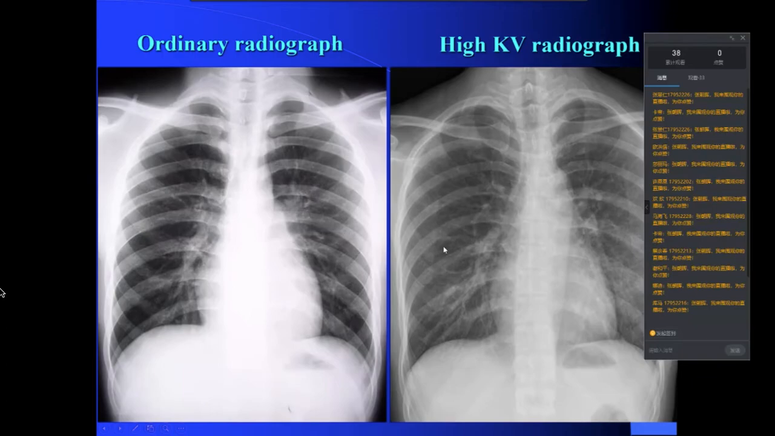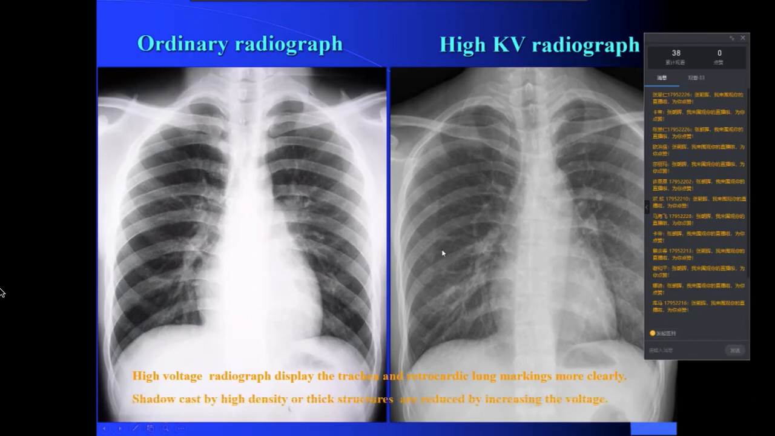Look at these two images of chest. This one is an ordinary radiograph. This one is a high kV radiograph. You can find that the high voltage radiograph displays the trachea and the retrocardiac lung markings more clearly than the ordinary radiograph. Right? You can see the lung markings in the retrocardiac area, but you cannot see them here. And also the trachea is displayed much more clearly on the high kV radiograph than the ordinary radiograph.